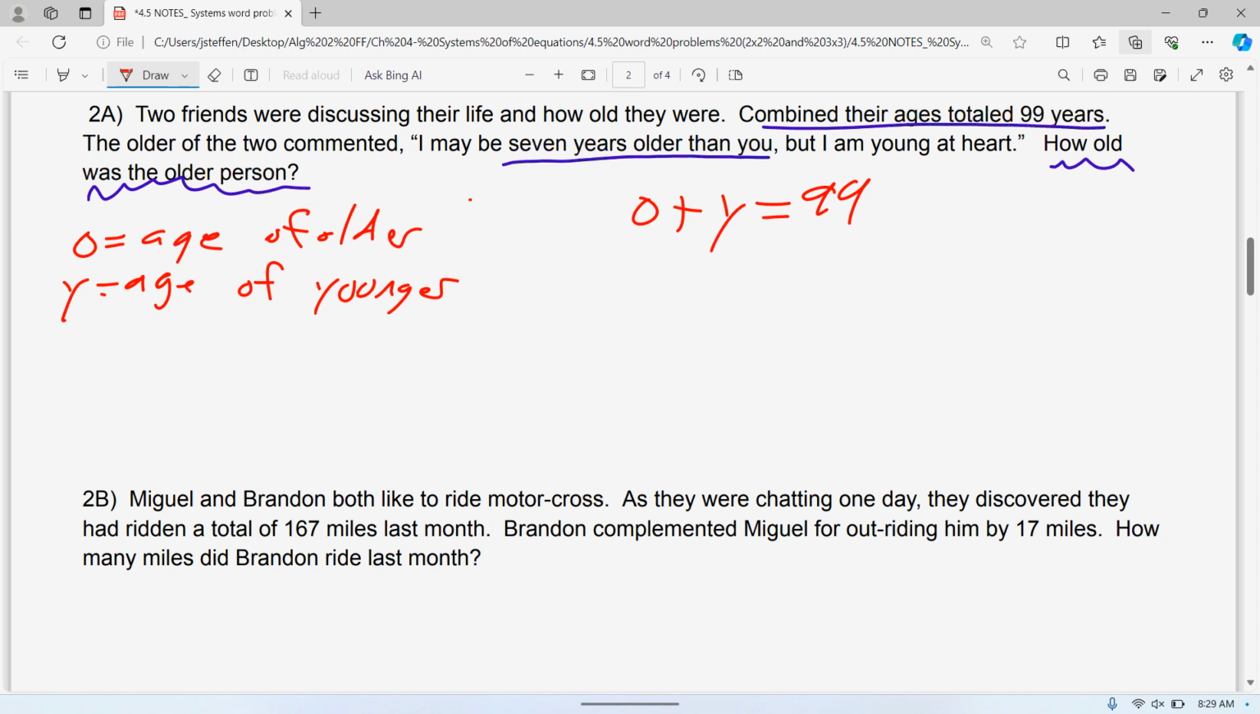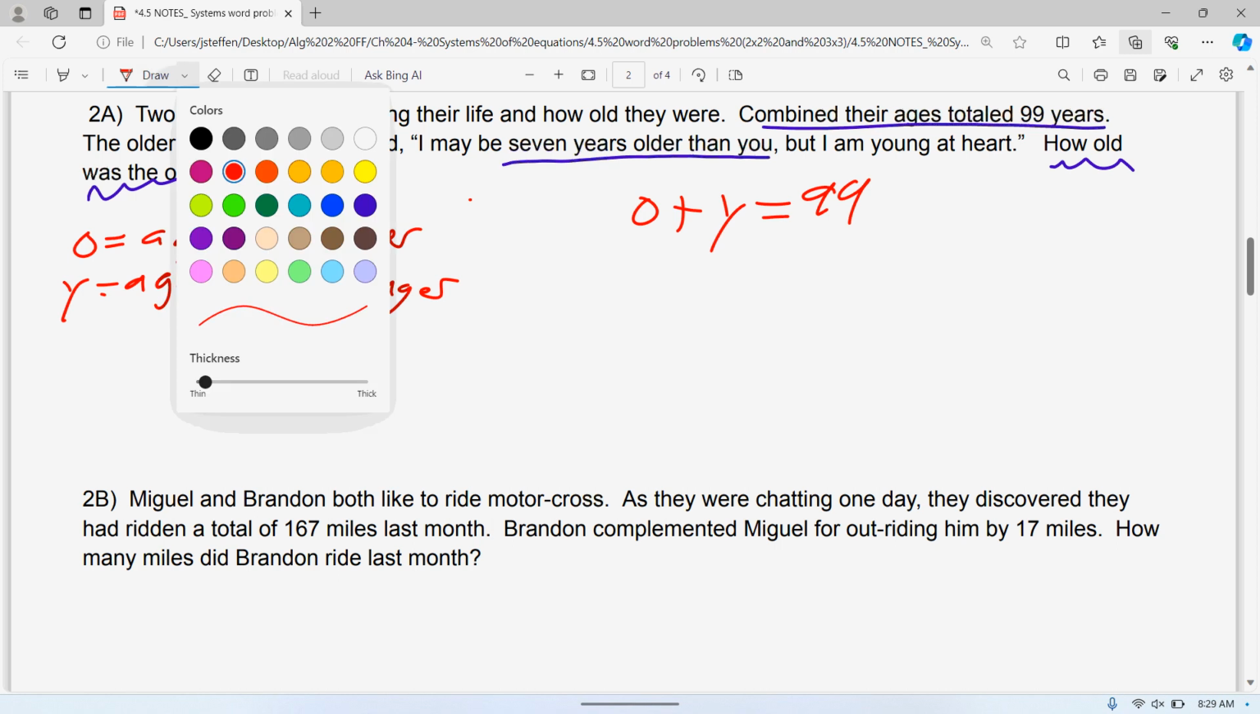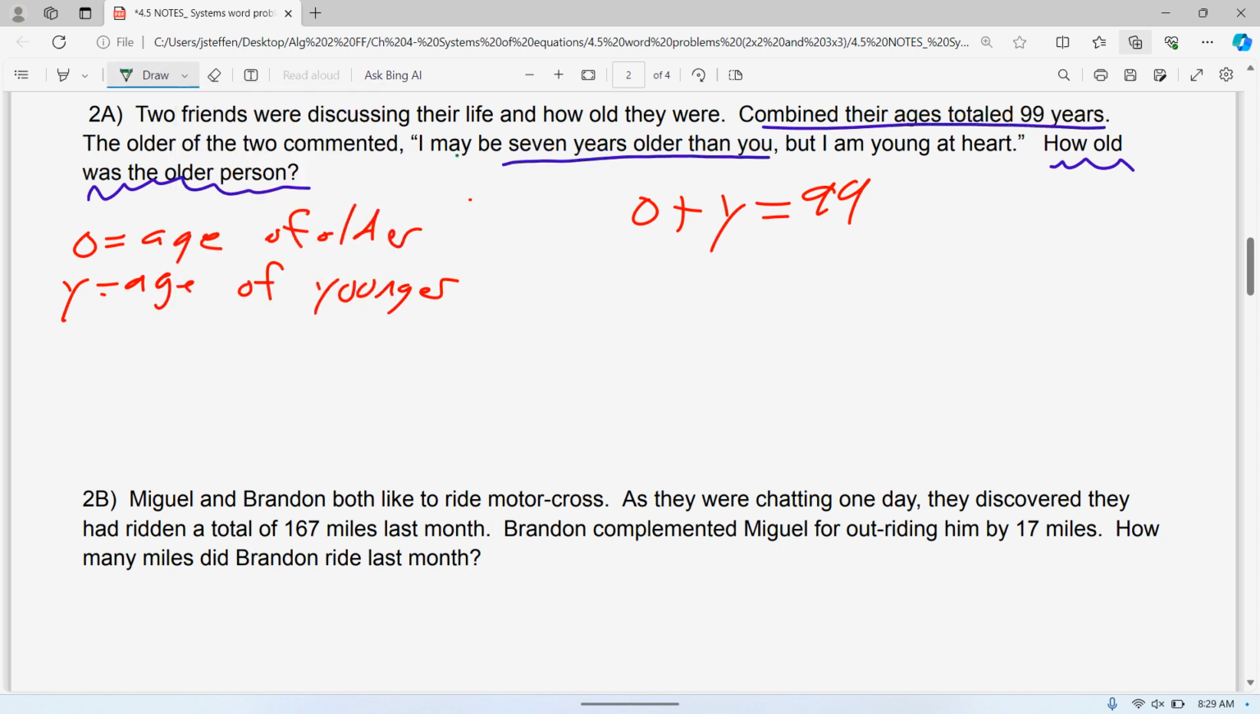Now, this is the hard one. The older one said, I may be 7 years older than you, but I'm young at heart. Well, obviously, the important thing is 7 years older than you. There's a couple different ways to look at this, but here's the problem. Is the answer this? The older person plus 7 is equal to the younger person? Or the older person is the younger person's age plus 7. Those are 2 options. Most of the students I have can get to either of those.